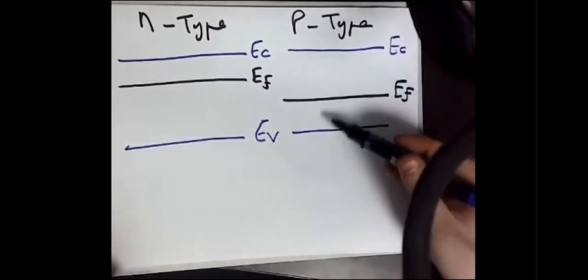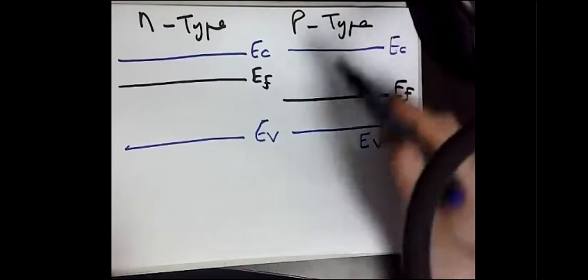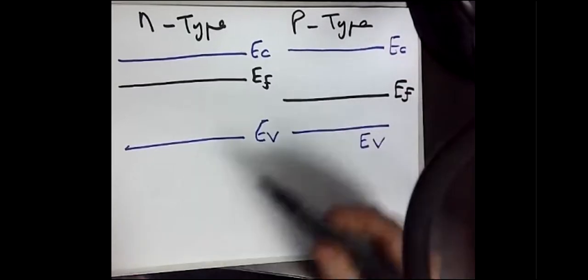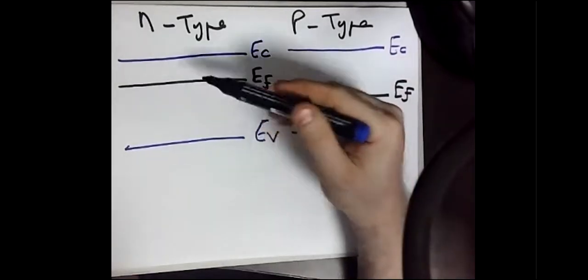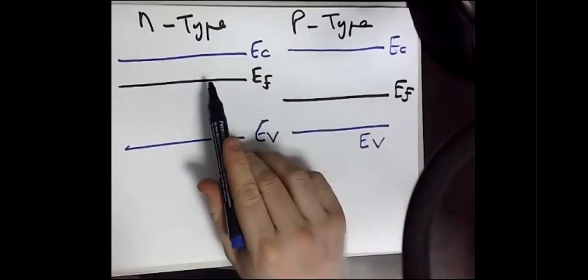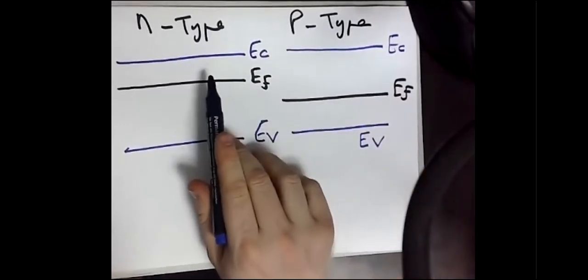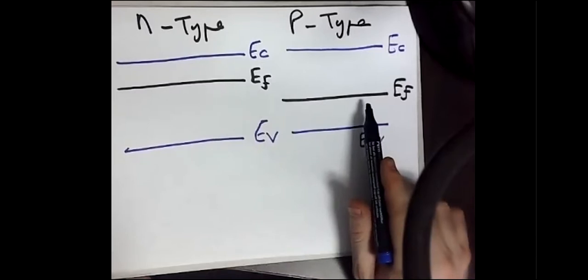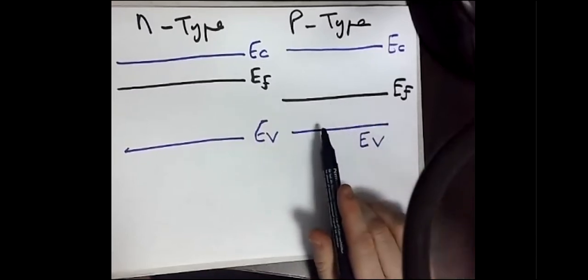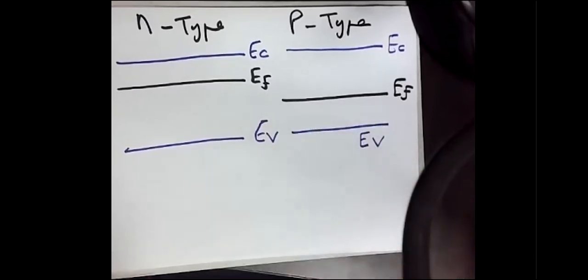So now the Fermi level is closer to the valence band rather than to the conduction band. Of course, the nearer the distance, the higher the doping. Whenever you increase the n-type doping, this EF will go more and more upward. Whenever you increase the p-type doping, this EF goes more and more downward. So now we are going to make a combined energy band diagram.